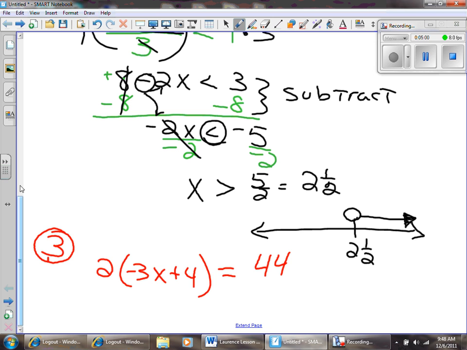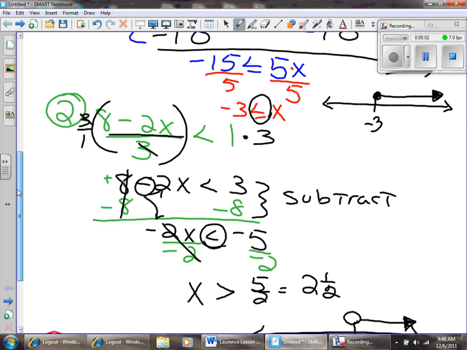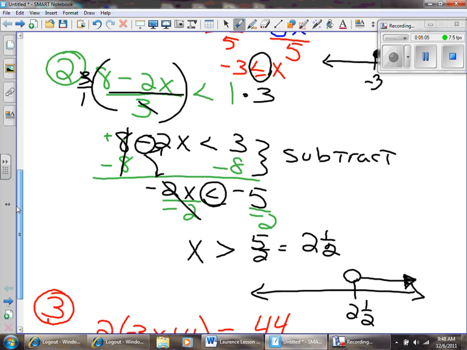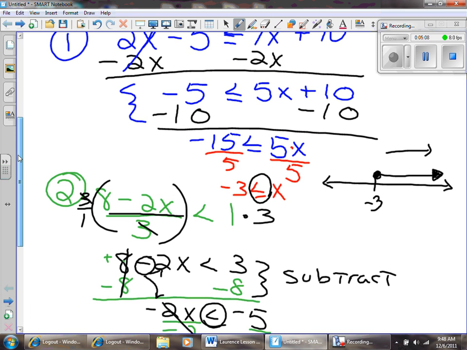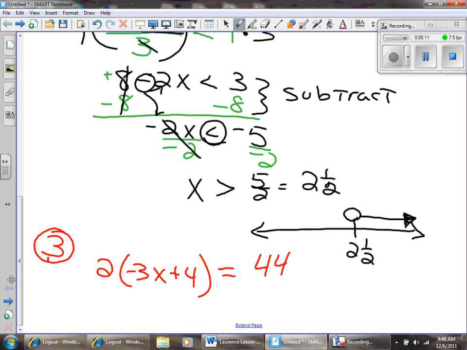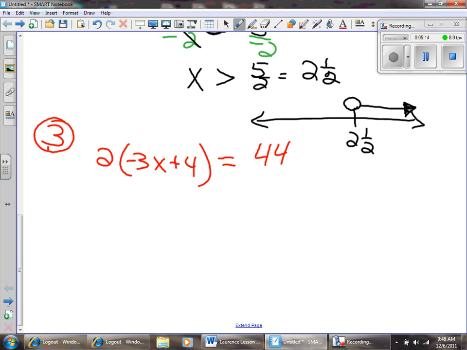I'm going to scroll back up here to number 1. I have a bad feeling that I did something wrong. Let me see here. Nope, I'm good. Okay. All right, on to problem 3. First thing I'm going to do here is distribute my 2. I'll get a negative 6x plus 8 equal to 44. Oh, I don't want it equal. Let's make it greater than or equal to. Sorry about that.